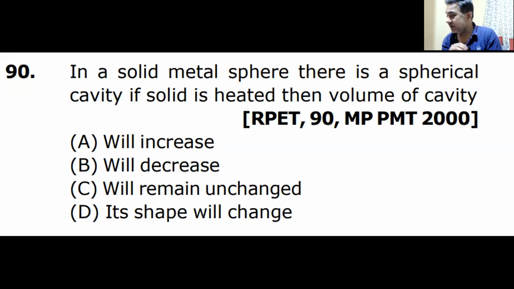In a solid metal sphere, there is a spherical cavity. If the solid is heated, what happens to the volume of the cavity? A, B, C, D. Tell me the answer. There is a cavity inside a metallic sphere. You heat up the sphere, what happens to the cavity? Volume increases. The volume of the cavity will increase, and that is how we see it.